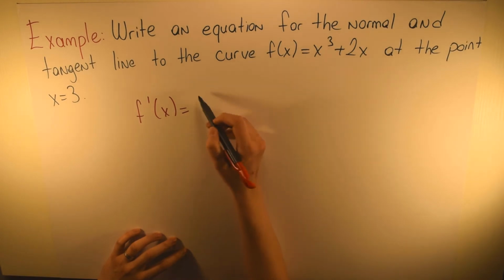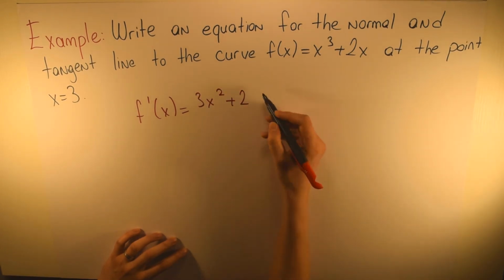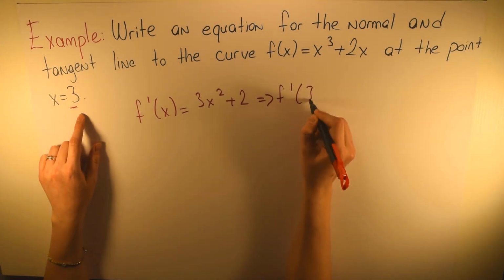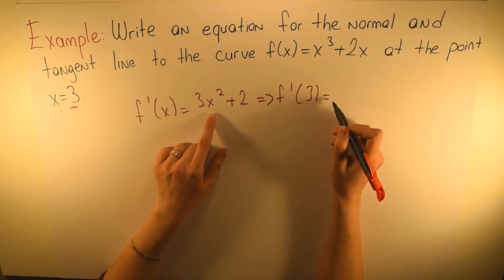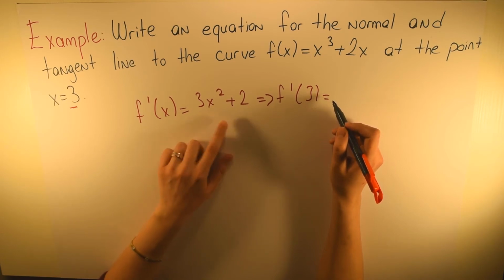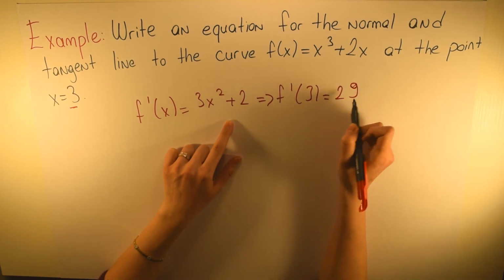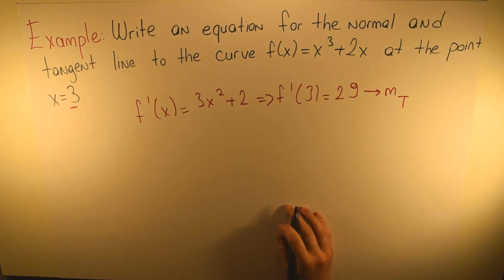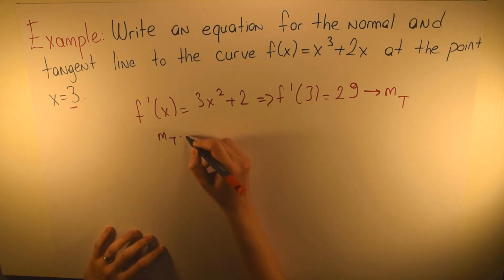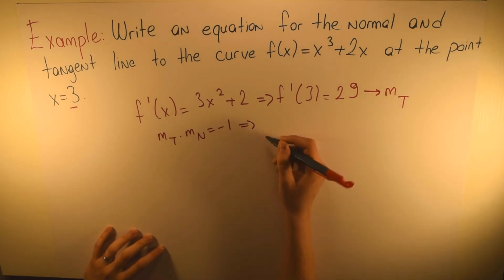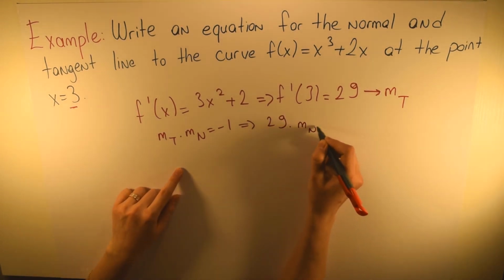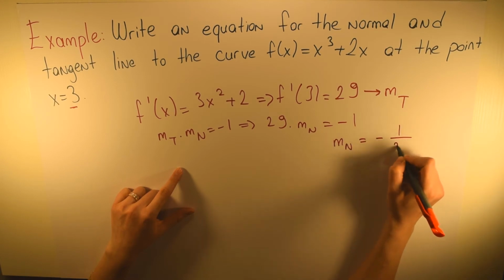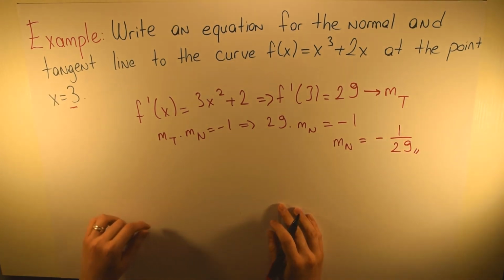Okay, so this is equal to 3x squared plus 2, right? Now I can put 3 instead of x, so this 3 is given. So I will put this 3 instead of x. So from here we will get 3 times 3 squared, it's 9, 9 times 3, it's 27, plus 2, this is 29. So this 29 is the slope of our tangent line, okay? So this is equal to mt. So I know that mt times mn is equal to minus 1. So from here it's 29 times mn is equal to minus 1, and from here mn is equal to minus 1 over 29. Okay, now let's write our equations.